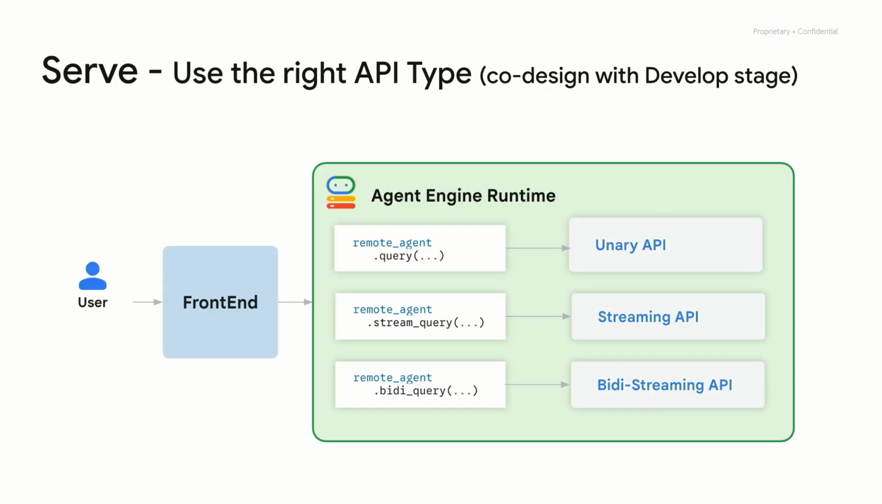And as we discussed in this developer stage, the serving runtime natively supports all 3 types of APIs. Your front end can call the standard unary API, streaming API, or the bidirectional streaming API on the same deployed agent, giving you the full flexibility on how you want to build your agent experience.